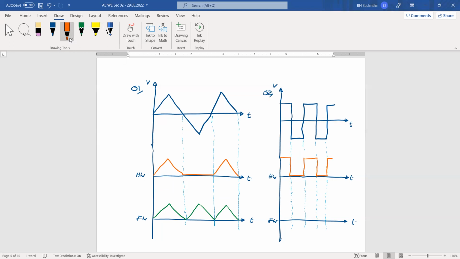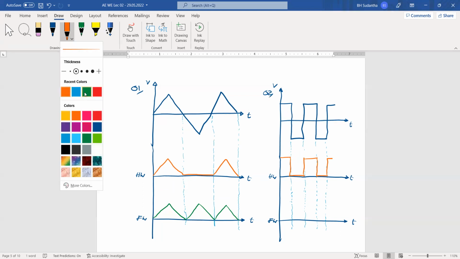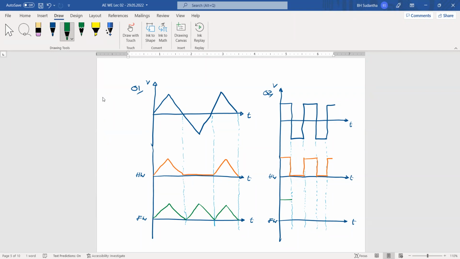But what about the full wave rectifier? The positive voltage is there. And after that, if we assume that these voltages are maybe plus V and minus V, if we have the same voltages here, and this one also has come to the positive side, like this.